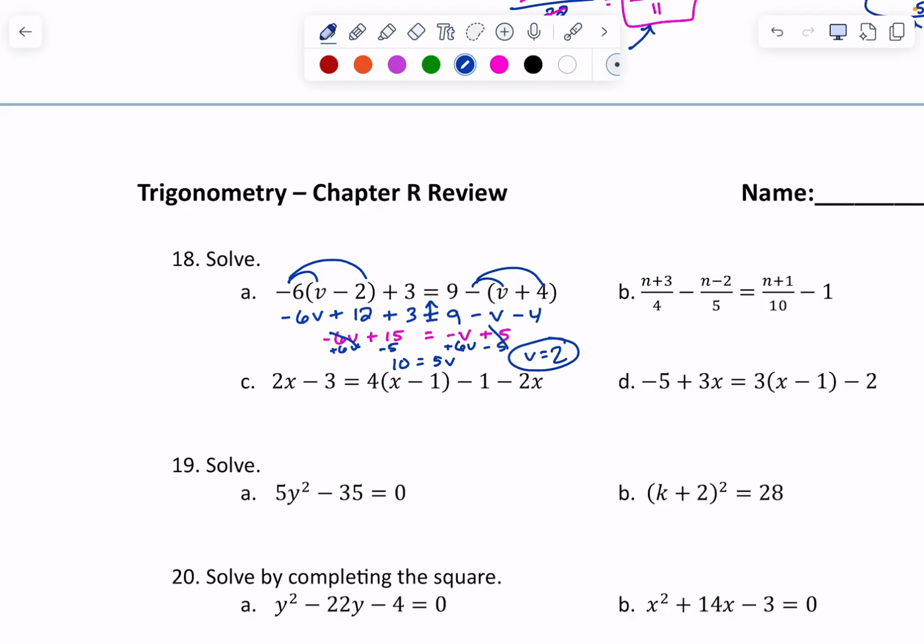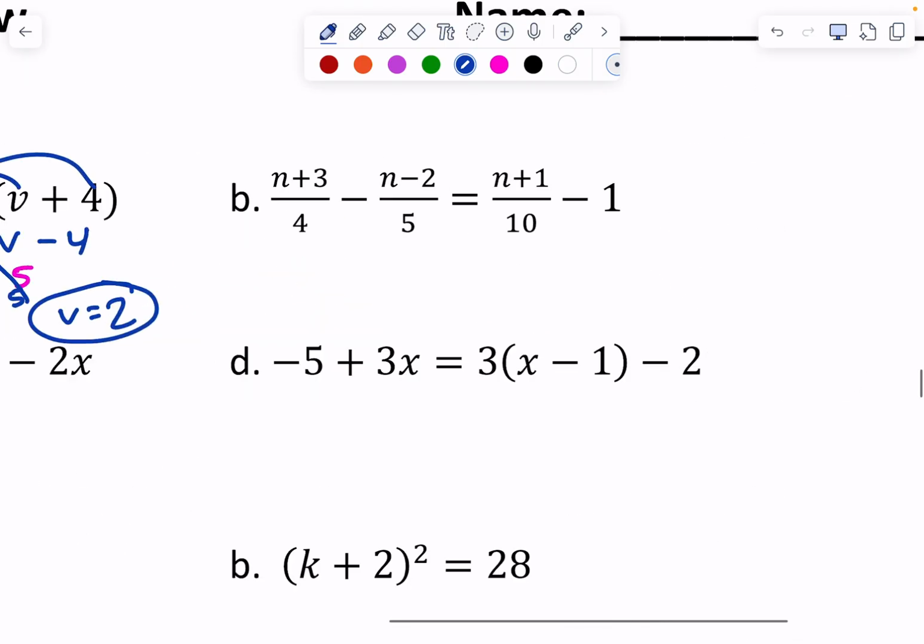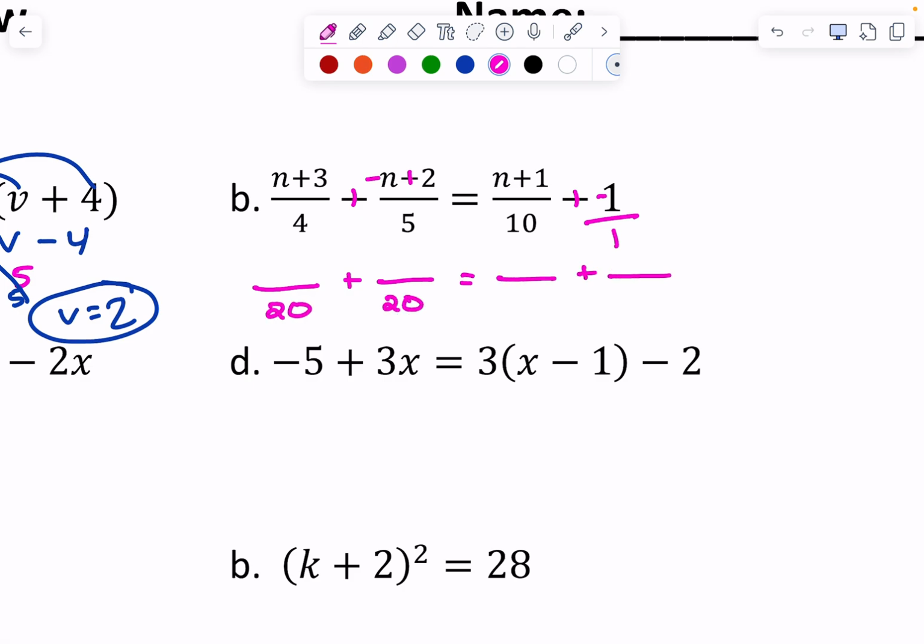This is where the bottoms cancel because there's an equal sign, but I'm going to do this. Their bottom needs to be plus, minus, plus, right? And I'm going to go plus negative 1 over 1. Okay, what's your common denominator going to be? 20. It's got to be 20. Okay, I've got n plus 3, negative n plus 2, n plus 1, and negative 1 on the other side.